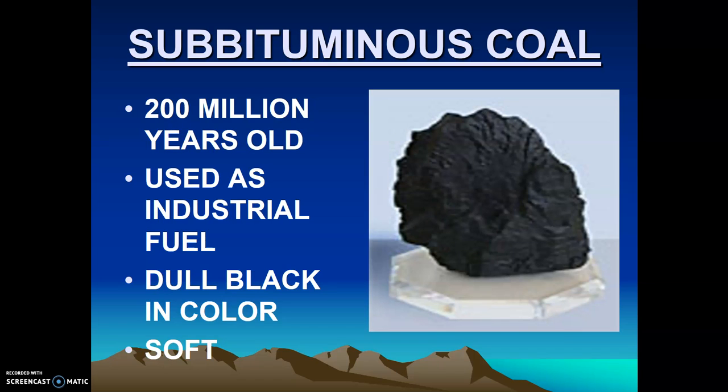Subbituminous. It is 200 million years old. It is very, very old. It's what we use as industrial fuel. This is what powers coal-fired electrical plants. It's dull black in color and it's extremely soft as well.